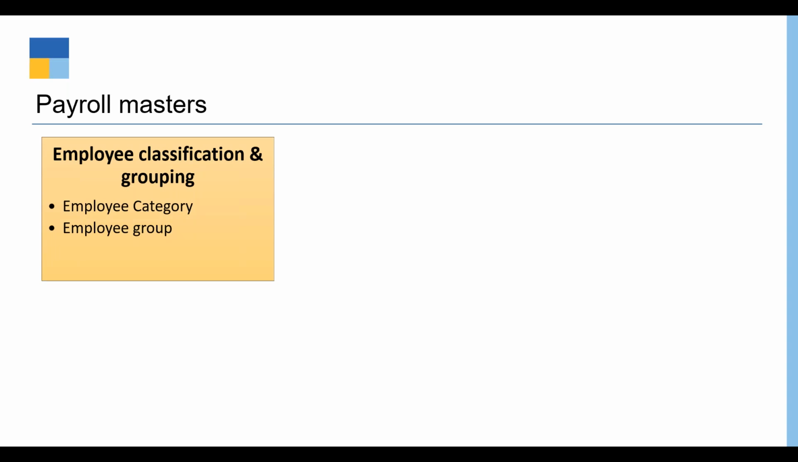You must know what an employee is, right? Employees are nothing but the resources who are working in the organization. You'll be creating those masters so that the salary can be processed for each employee. In order to classify these employees, we have two options. One is employee category and another one is employee group. These are similar to your stock category and stock group or accounting groups.